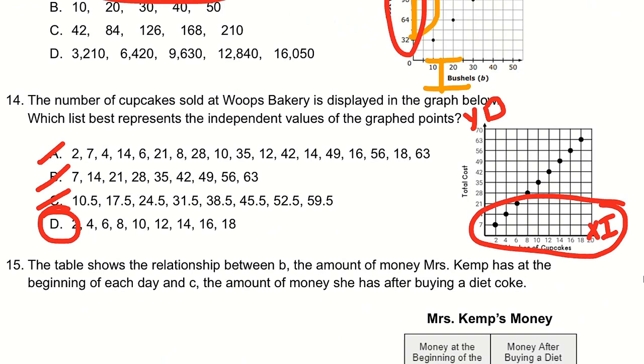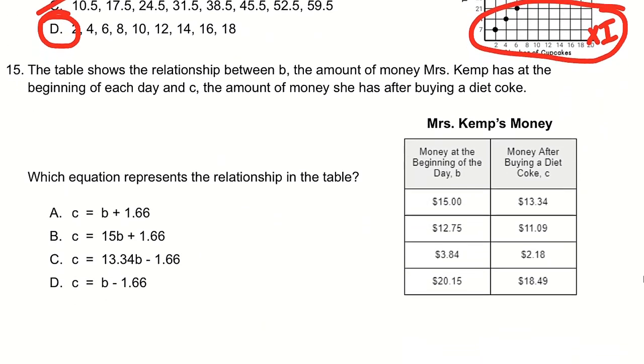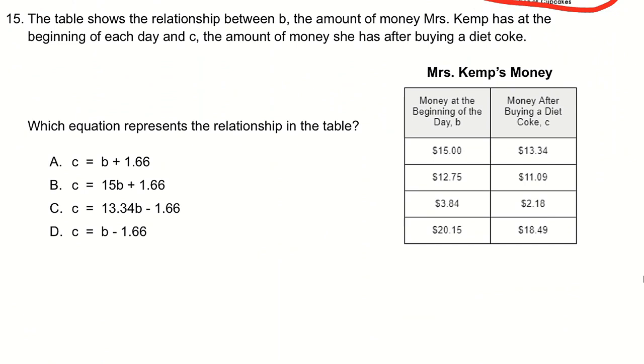Question number 15. It's your own problem. Oh man, I guess click the little finger and move this up. Okay. Question number 15. The table shows the relationship between B, the amount of money Miss Kemp has at the beginning of each day, and C, the amount of money she has after buying a Diet Coke. Oh my goodness, that Diet Coke habit's been with me for so long.